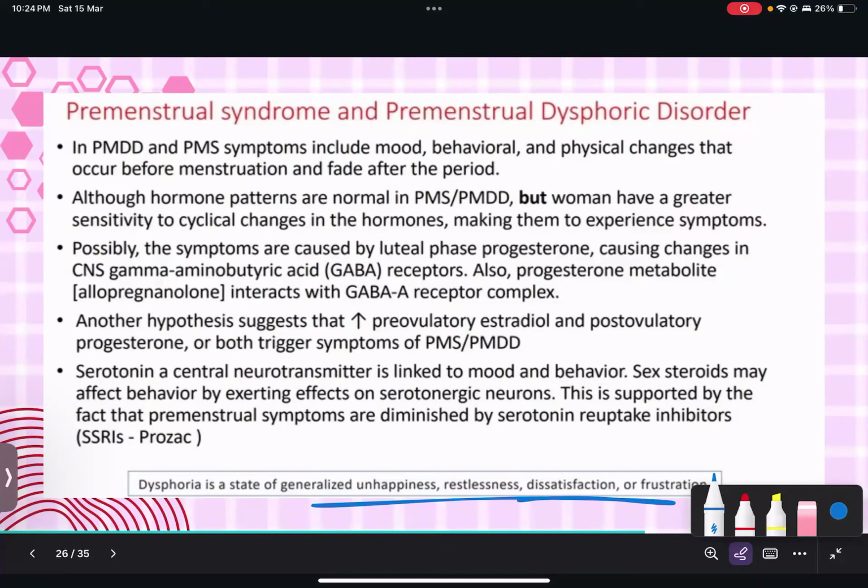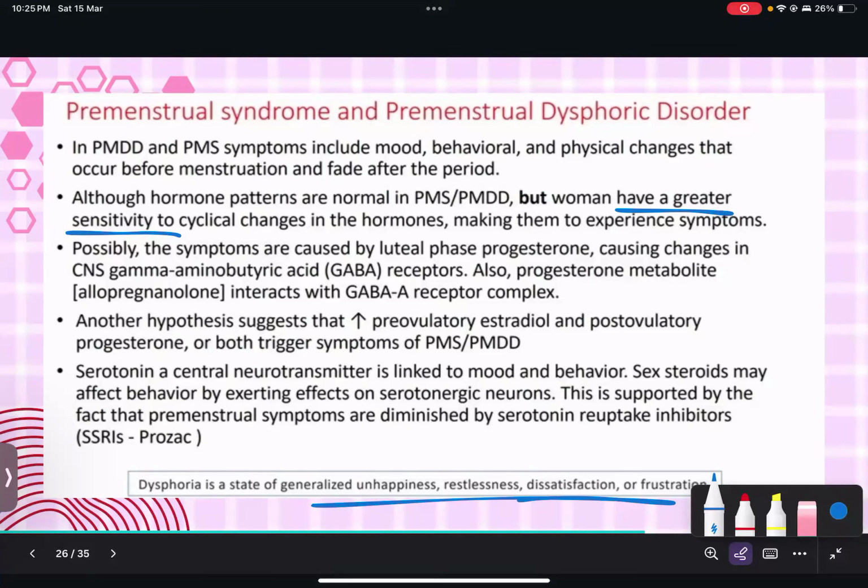Even though the hormone patterns are normal in those disorders, the reason those patients get those syndromes or disorders is not due to irregular hormone patterns. No, their hormone patterns are normal. It's just that those women have a greater sensitivity to the cyclical changes in the hormones, so it brings about all those symptoms. It's the same hormones, same levels, everything. It's just the increased sensitivity to those hormones. Okay. Peaks and all those increases and decreases of the hormones bring about all those symptoms.